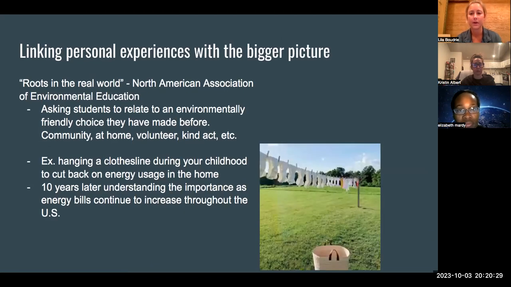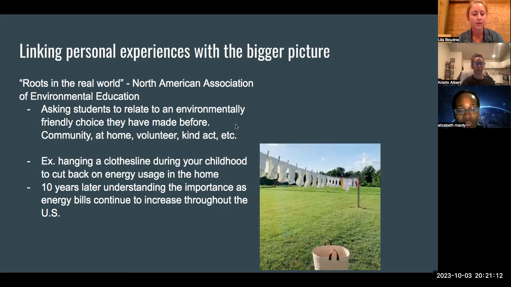Okay, linking personal experiences with the bigger picture. Roots in the real world is a term that comes from the North American Association for Environmental Education. This means learners develop knowledge and skills through direct experiences that we may have already had previous to learning something in the classroom. So again, it's asking students to relate to an environmentally friendly choice, something environmental that we've changed or done at home, whether through the community, volunteer work, a kind act, any of the above.